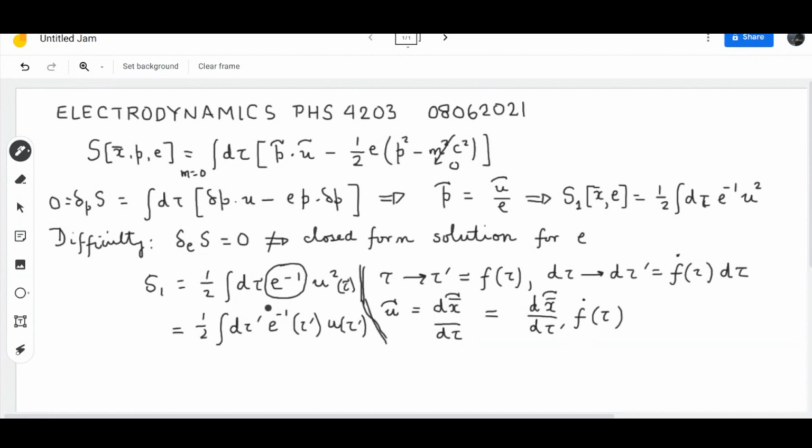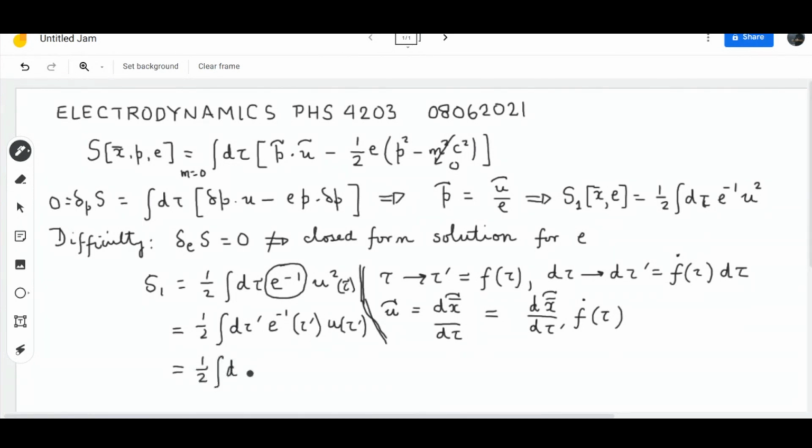In other words, when I change the parameterization, the action stays invariant. So this is like some sort of a gauge transformation, if you wish: changing tau to any arbitrary function of tau does not change the action. But this will be true provided... So let's begin with this one. Let's begin with the tau prime and see that it gets back to here. So this will get back to here provided.